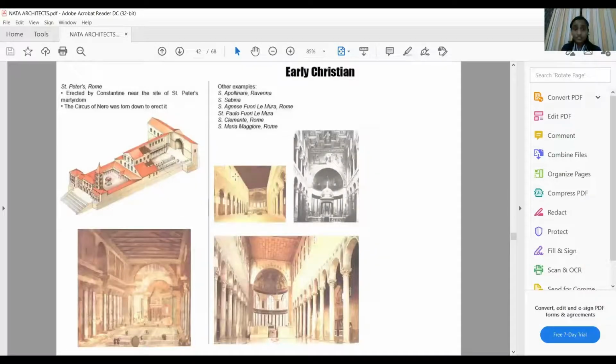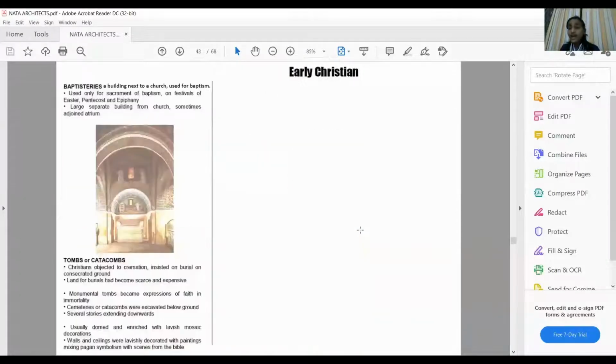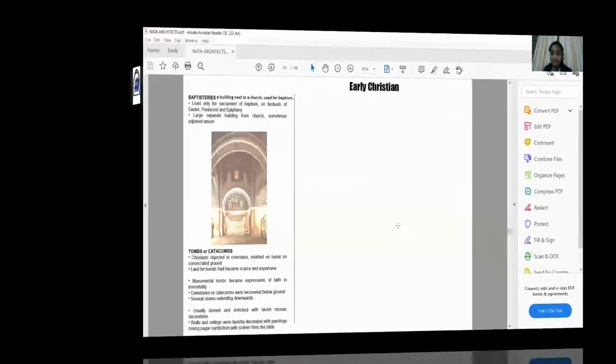Okay, so these are some of the images. This is the image that we saw in sketch form over here. So this is the reconstructed image of the old St. Peter's, and then some of the other early Christian structures. They not only had church buildings, they also had baptistries and tombs that were designed. So next, my colleague will be heading on to the medieval architectural phase.